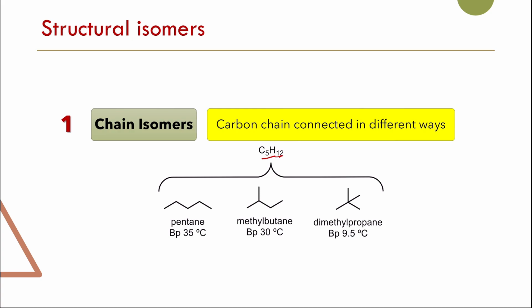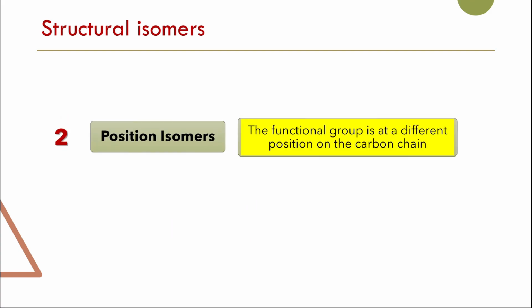C5H12, we could have pentane, we could have methyl butane, and we could have dimethyl propane. So as we can see, these are completely different compounds. The chain is different. The only difference between them is the connection of the chain, but they all have the same molecular formula, C5H12. So these are chain isomers.